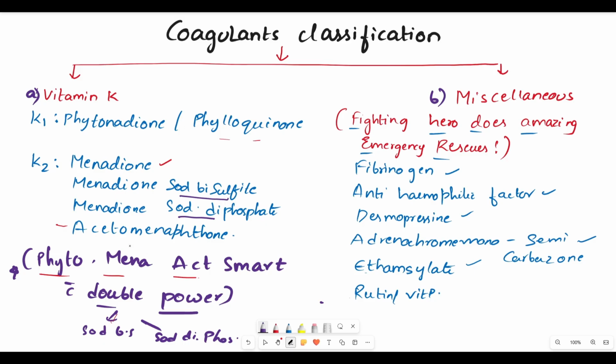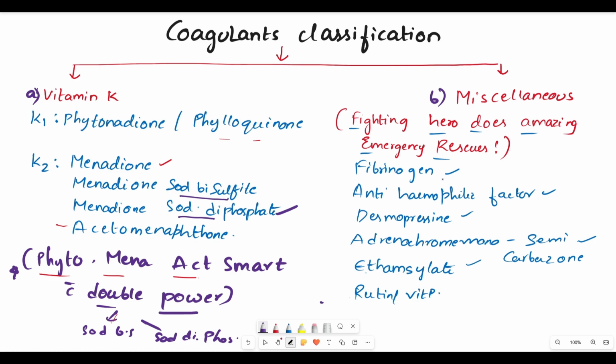With the same term menadione, we have two other drugs. So for that only we have given the double power. So one is menadione sodium bisulfate, menadione sodium diphosphate. Then coming to ACT, A means it is acetaminophenone.